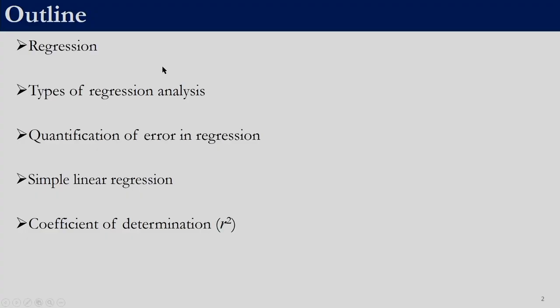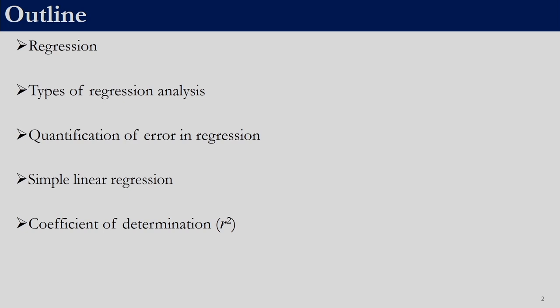The outline of today's session is going to be, first we'll look into what is regression, and then we'll talk about the types of regression analysis. And then we will discuss how we quantify error in regression, because that is what is going to be our objective. We need to have a measure as to how good our model is. So that's why we will be looking into quantification of error for regression.